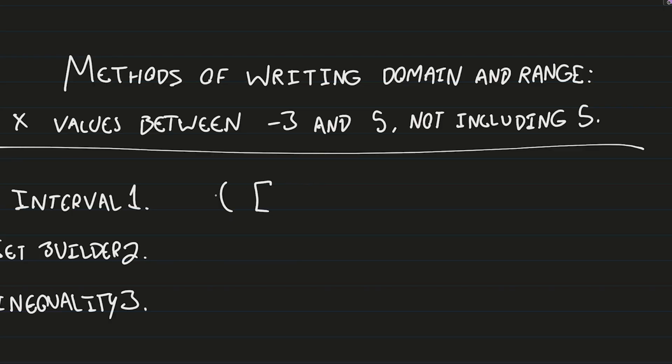You use a parenthesis to indicate that a value is not included. You use a bracket to indicate that the value is included. So let's try this one. You always start with the smaller number of the two. That is a given. You never write the bigger number first.